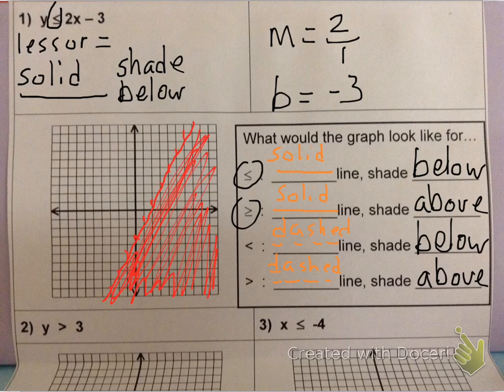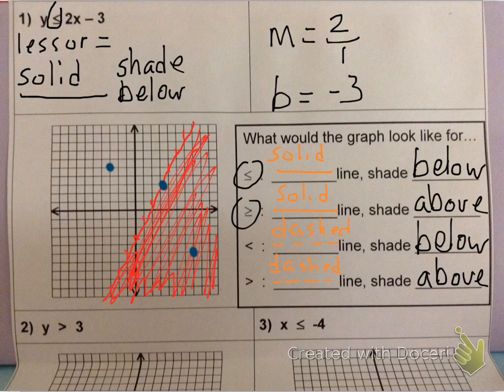So let's look at some points. If I have a point here, would that be a part of my solution? Yes, if it's in the shaded region, then that point is a part of the solution. If I have a point here that's not in the shaded region, this would not be a part of the solution. What if I had a point that was right on the line? Well, if it's a solid line, then that is a part of the solution. If it's a dashed line, it's not.